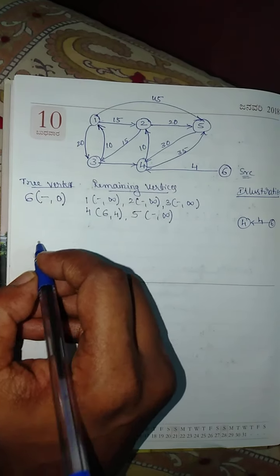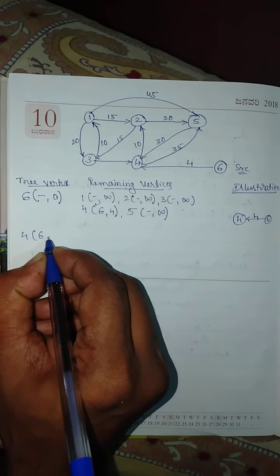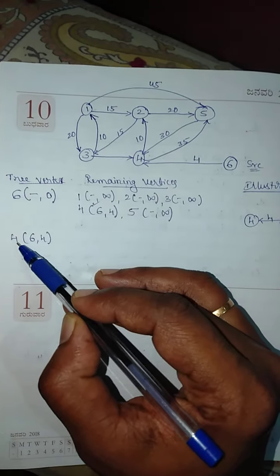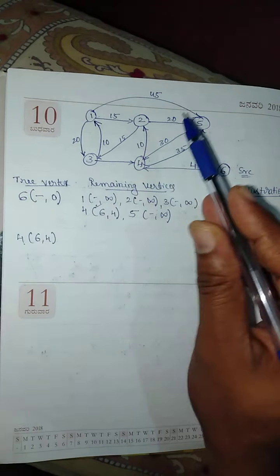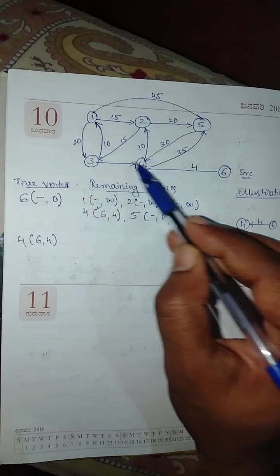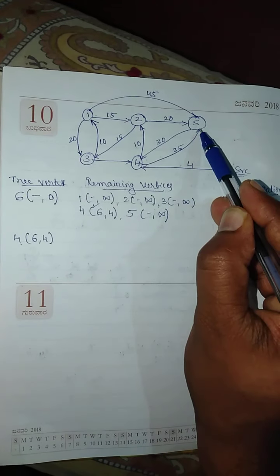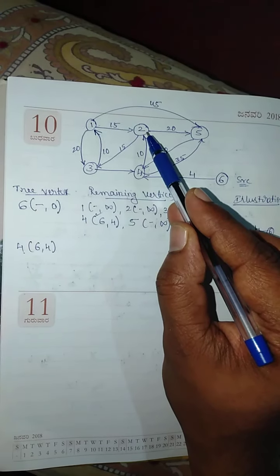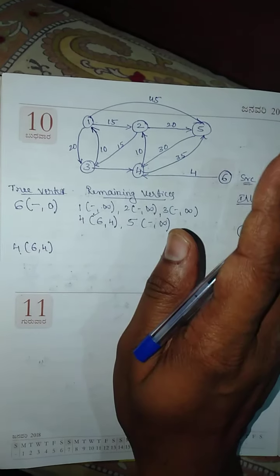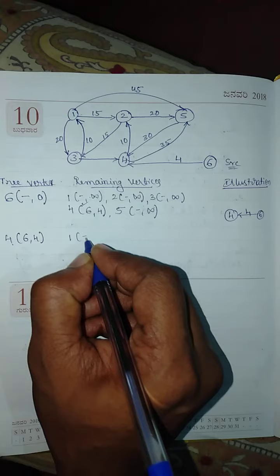Now the next to be considered is node 4, which is reached from 6 with a cost of 4. For node 4, you have to find all the fringe nodes. Which are the fringe nodes? From 4, the nodes to which we have a direct edge. We have a direct edge to 2, and we have a direct edge to 5. Therefore in this iteration, the values for 2 and 5 get updated. So 1 as it is.